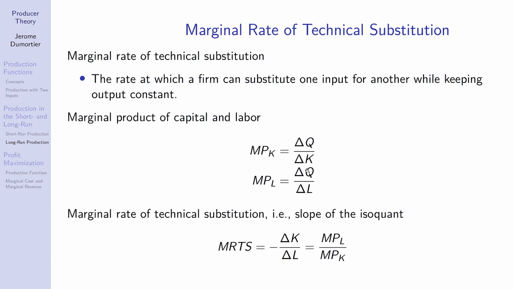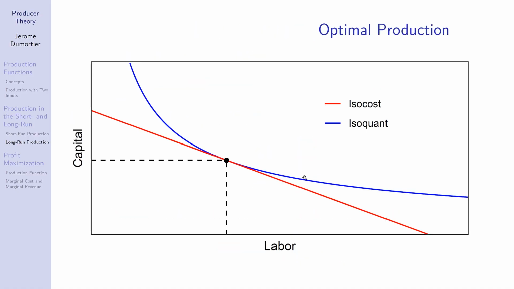Put in very simple terms, the marginal rate of technical substitution is the rate at which a firm can substitute one input for another while keeping output constant. So what that means is the marginal rate of technical substitution is simply the slope of the isoquant line. Now here, this is something you have seen similar in consumer theory, the optimal production choice of the producer.